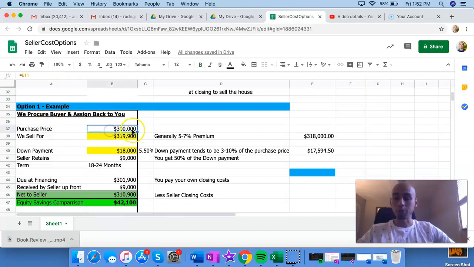Purchase price, assuming the same, is 300,000. We're going to give them their net number with no commissions. So what we do is we sell it for 319. I basically raise this 5 to 7%, which comes to 318, and I just round up another 1,000. Again, this is only an example. These aren't firm numbers, but the down payment is about 5.5%, round up 18,000. Seller retains 50% of that, so they get 9,000 up front. Terms are 18 to 24 months.